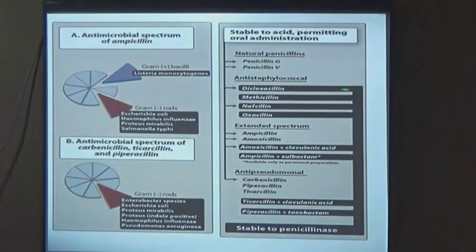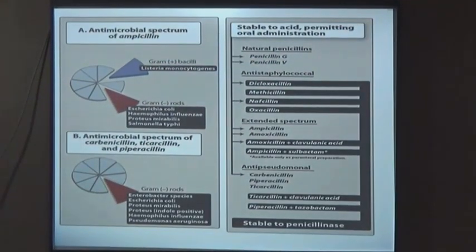E. coli, common. And the virulent organisms, for which carbenicillin, ticarcillin are not needed. Pseudomonas, Enterobacter. Then these are natural penicillins, penicillin G and penicillin V, and anti-staphylococcal penicillins, mainly for staphylococcal aureus infection, tonsillitis: dicloxacillin, methicillin. Then ampicillin, amoxicillin. Extended spectrum is ampicillin and amoxicillin. Amoxicillin-clavulanic acid, ampicillin plus sulbactam.